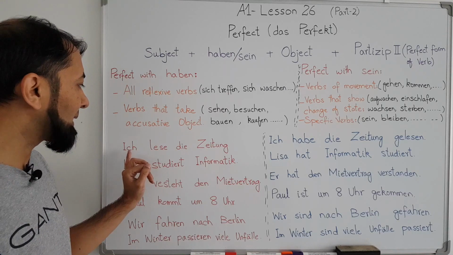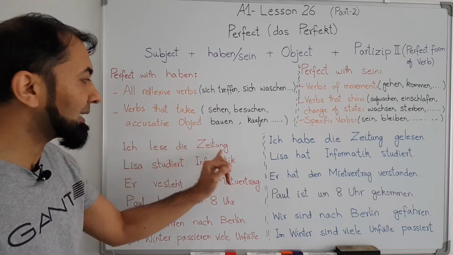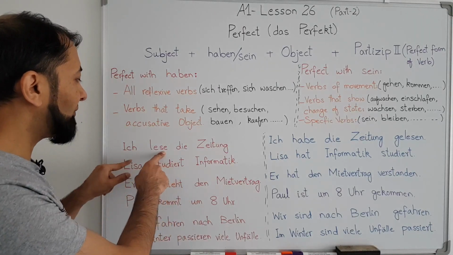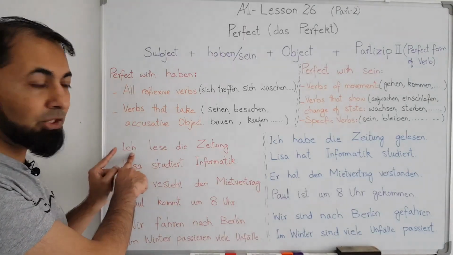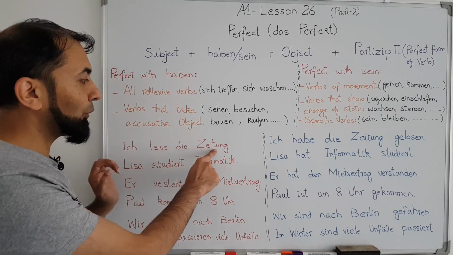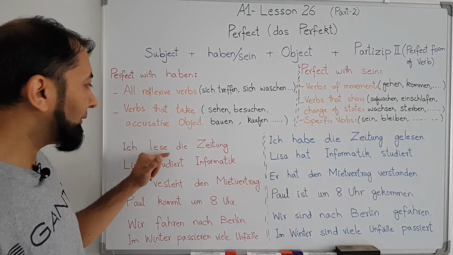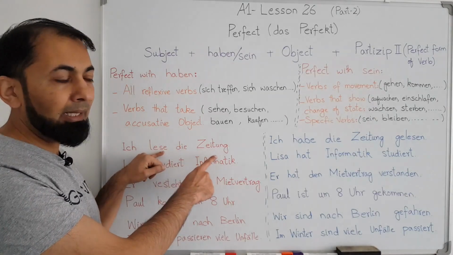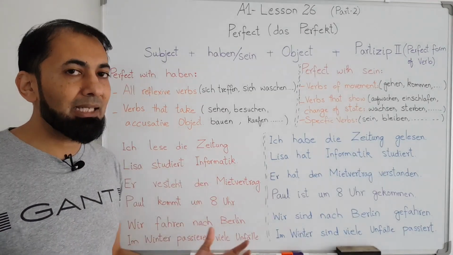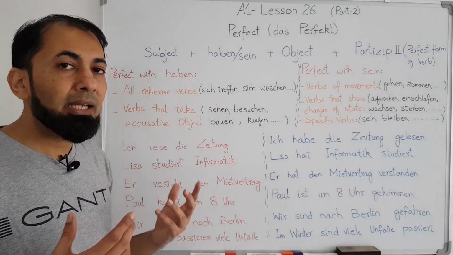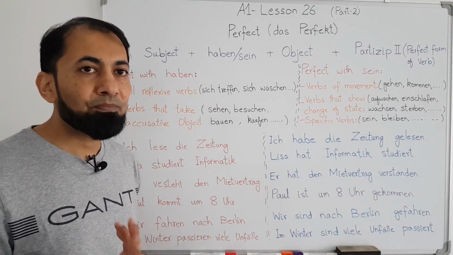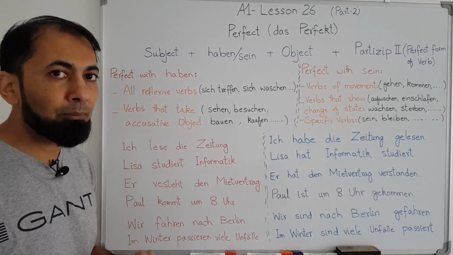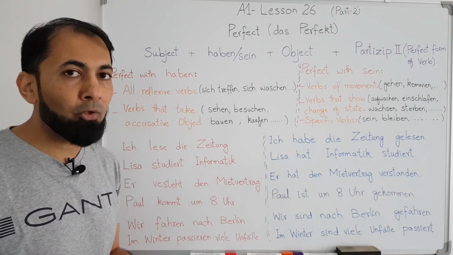The first example is ich lese die Zeitung. I read the newspaper. Now lesen is one verb which, when conjugated with respect to ich, becomes lese, and Zeitung means newspaper. I read the newspaper. Now this verb lesen requires a direct object so that the sentence gets completed. If I simply say ich lese, I read, the sentence is not so clear. So I can read a book, I can read a newspaper, I can read a novel, etc.